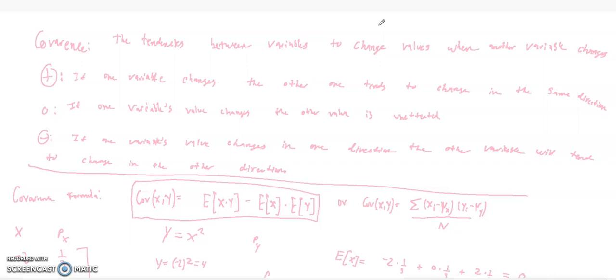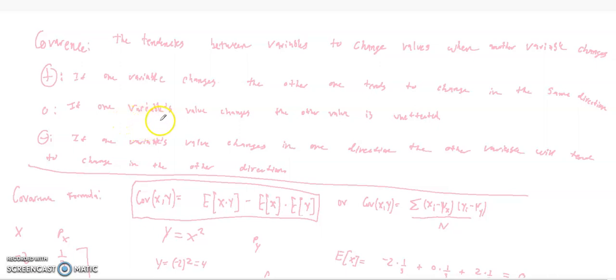So for example, if someone drinks coffee when they wake up in the morning, like they're tired, if we change the variable of when they wake up, then there's going to be a change in how much coffee they drink. So if I'm waking up at a later time, there's going to be a negative covariance between how much coffee I drink and how late I wake up, because when I wake up later, I'm going to be drinking less coffee.